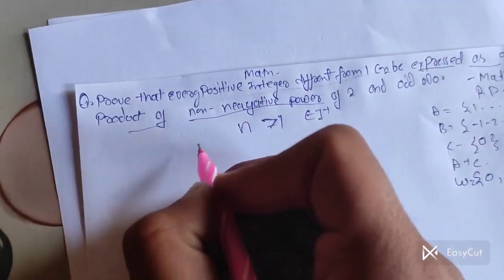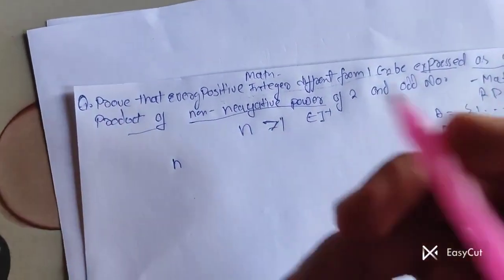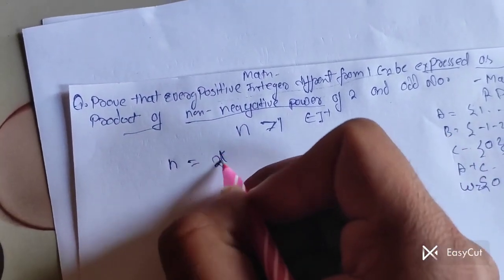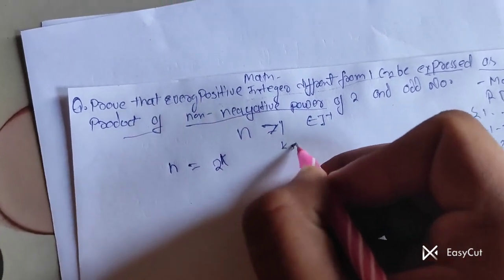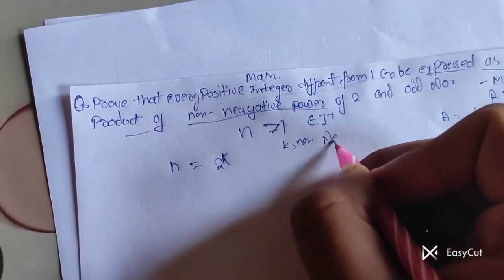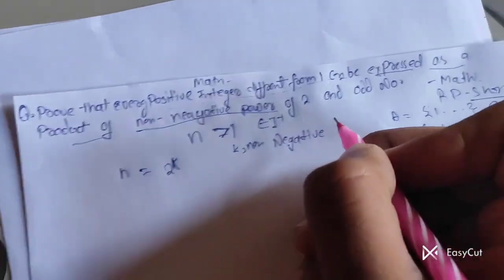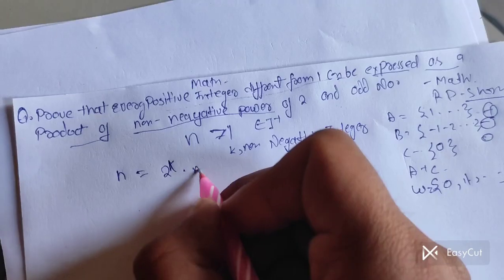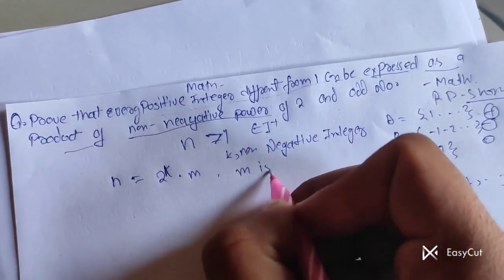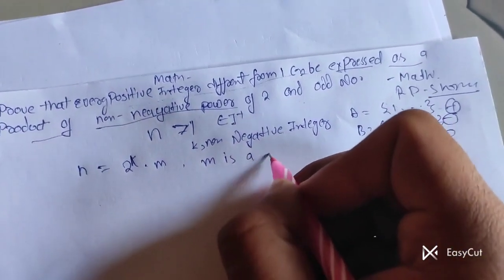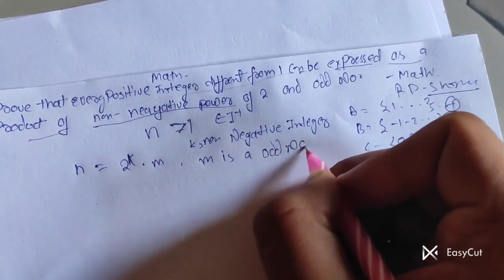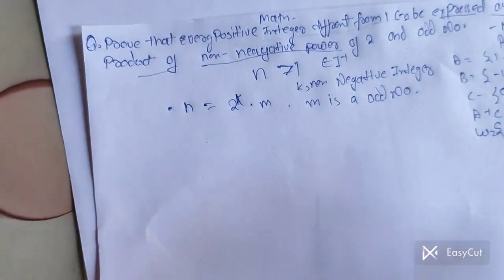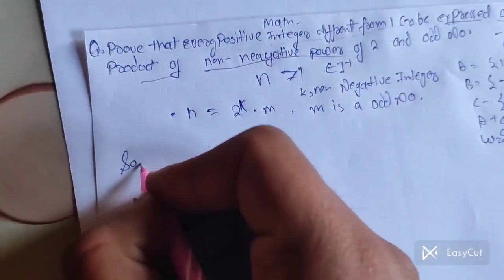So we want to prove that if n is a positive integer, it is expressed as 2 to the power k, where k is a non-negative integer, and m, where m is an odd number. So we want to prove this thing. Okay, so how do we solve this? Let's begin. So, solution.